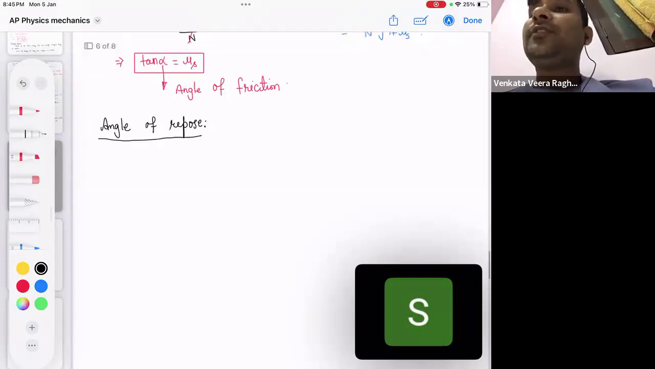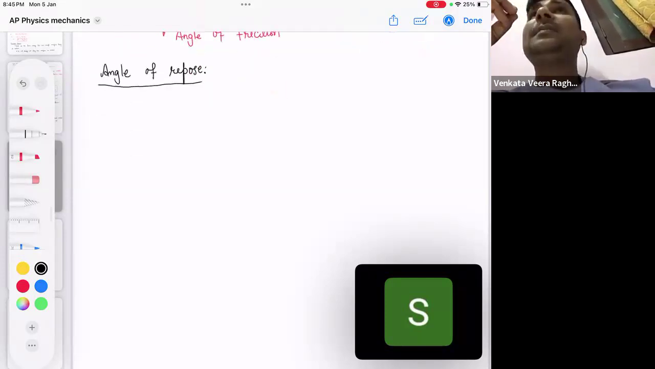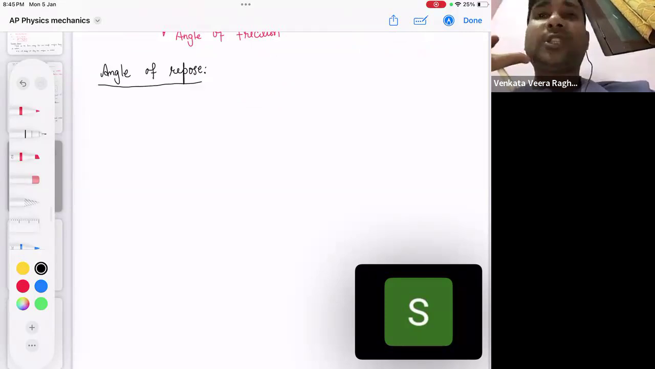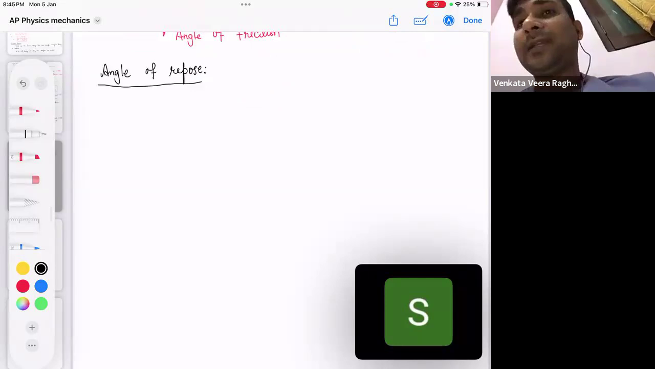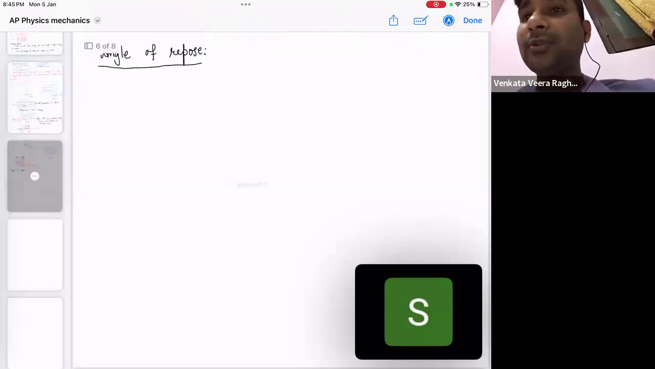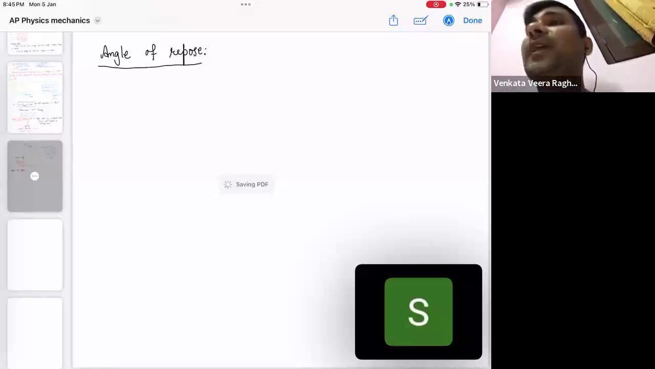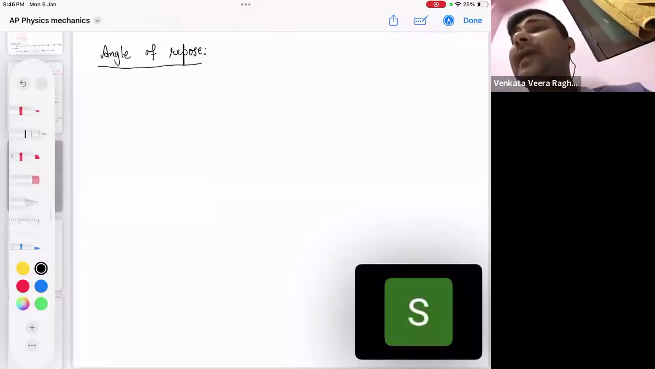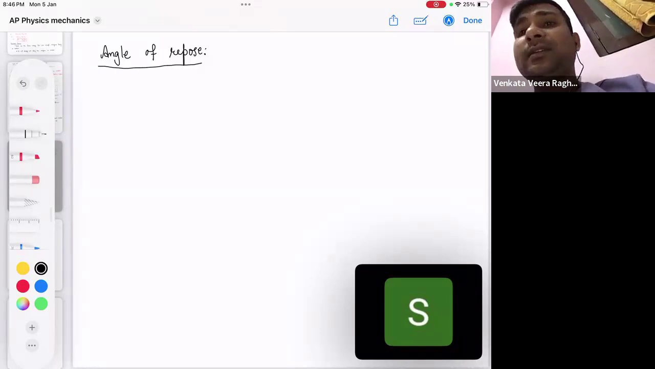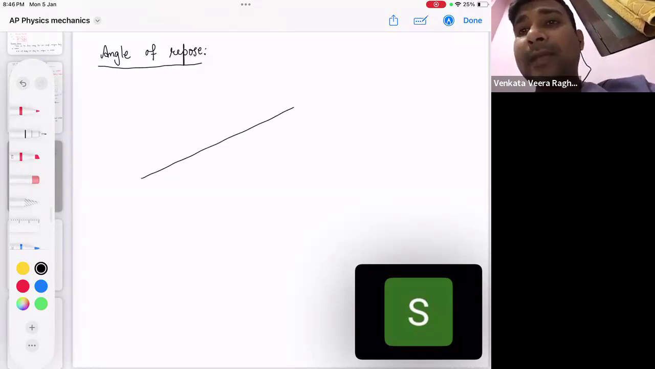So, angle of repose is what? It is that minimum angle of inclination at which the block will start sliding, or the maximum angle up to which the block will stay at rest on an inclined plane. Understood? Angle of repose is what? In terms of minimum, you can say the minimum angle at which the body will start sliding, or the maximum angle up to which the body can stay.